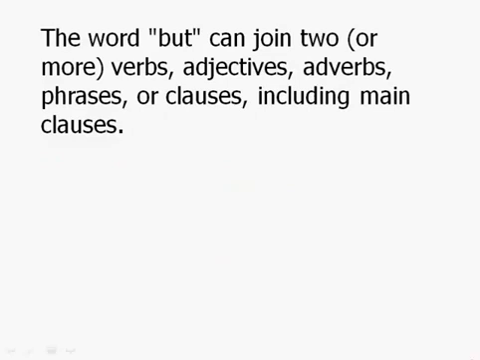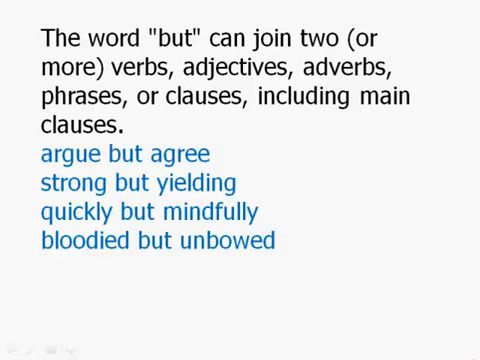Similarly, the word but can't join two nouns, but the word but can join verbs, adjectives, adverbs, phrases, or clauses. So it is also quite versatile as a conjunction. So argue but agree, two verbs. Strong but yielding, two adjectives. Quickly but mindfully, two adverbs. Bloodied but unbowed, those are actually two participles joined by the word but.